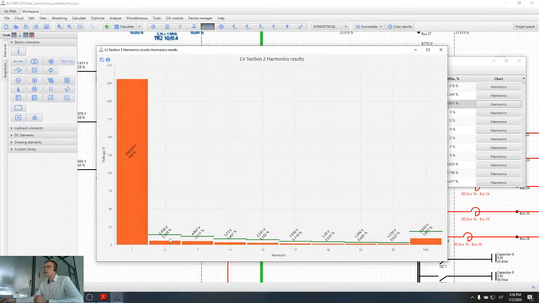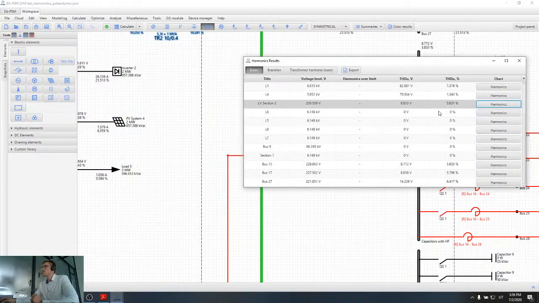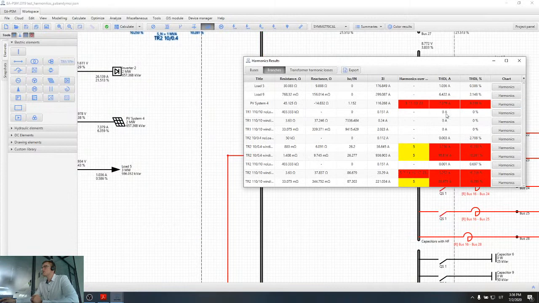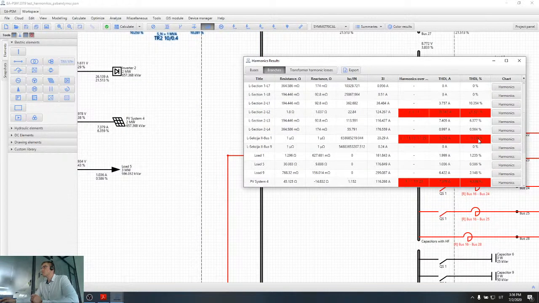So here, when I move my mouse cursor on each of these green lines, I also see what is the permissible limit. Like in fifth harmonic, the permissible limit is 6%, and now I have about 2%. If I move my mouse cursor on the harmonic itself, the software will give me information about what is the frequency of that harmonic, what is the active and reactive part of that harmonic voltage or current. So basically, I can analyze harmonic results also from the summary of the calculation which I have just made.